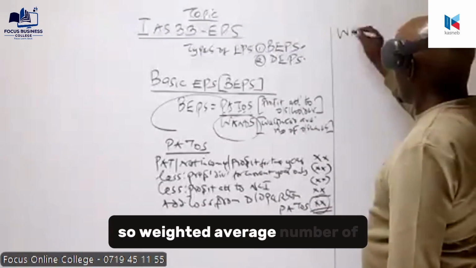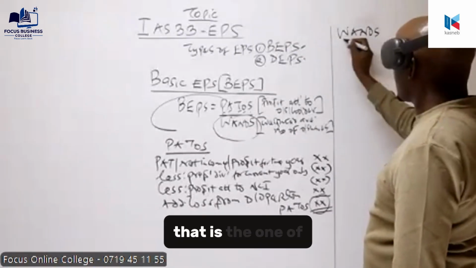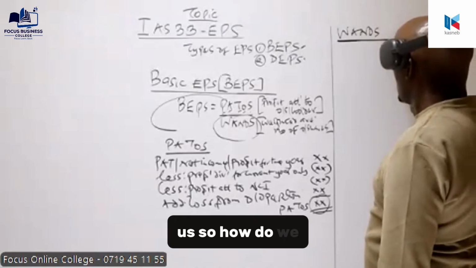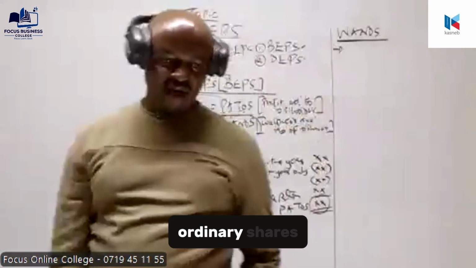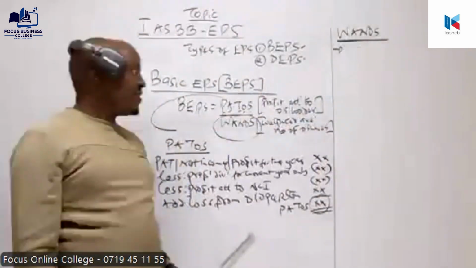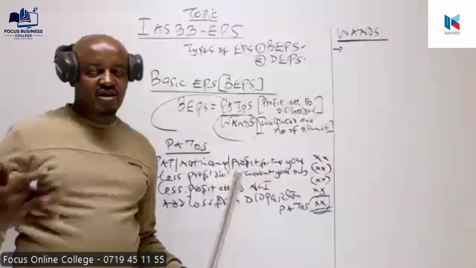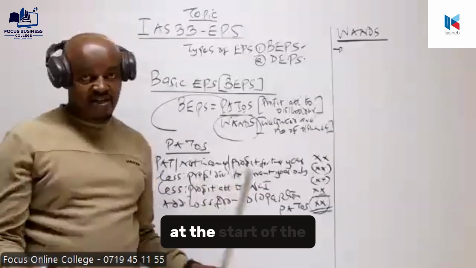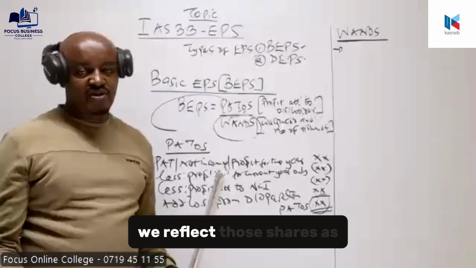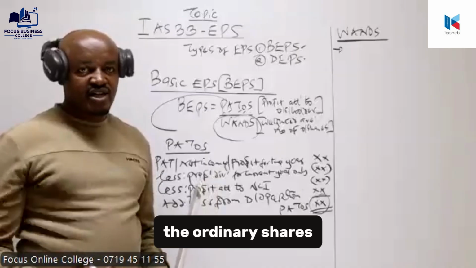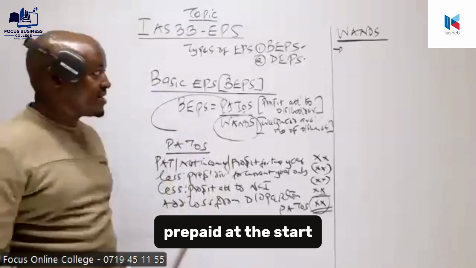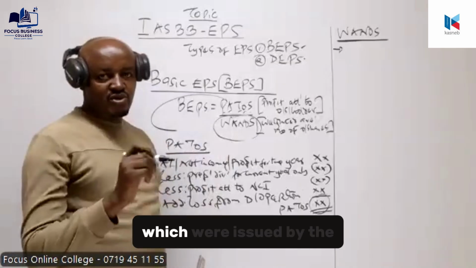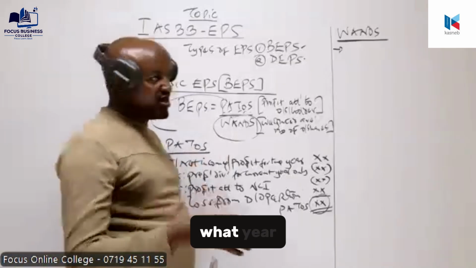So weighted average number of ordinary shares, that is the one. How do we compute the weighted average number of ordinary shares? This one is computed basically by taking the number of ordinary shares which had been issued and fully paid at the start of the year. In other terms, we refer to those shares as the ordinary shares which were outstanding at the start. These are shares issued and fully paid at the start, and then we add the other shares which were issued by the company during the current year.